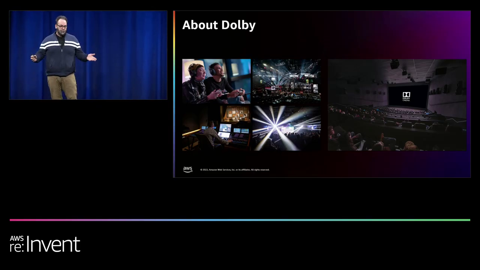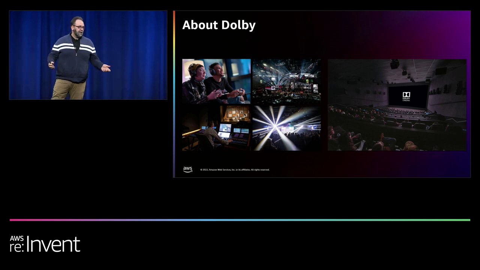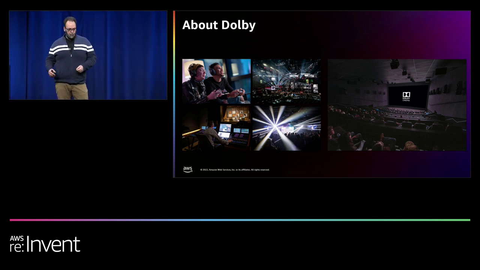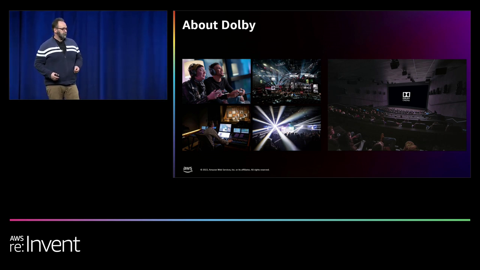So for those that may not be familiar with Dolby, we are an entertainment technology company that was founded 57 years ago by a pioneering inventor, Ray Dolby. Now, when Ray founded Dolby in 1965, movies and television featured only one channel of sound, and record producers were limited to a handful of audio tracks.